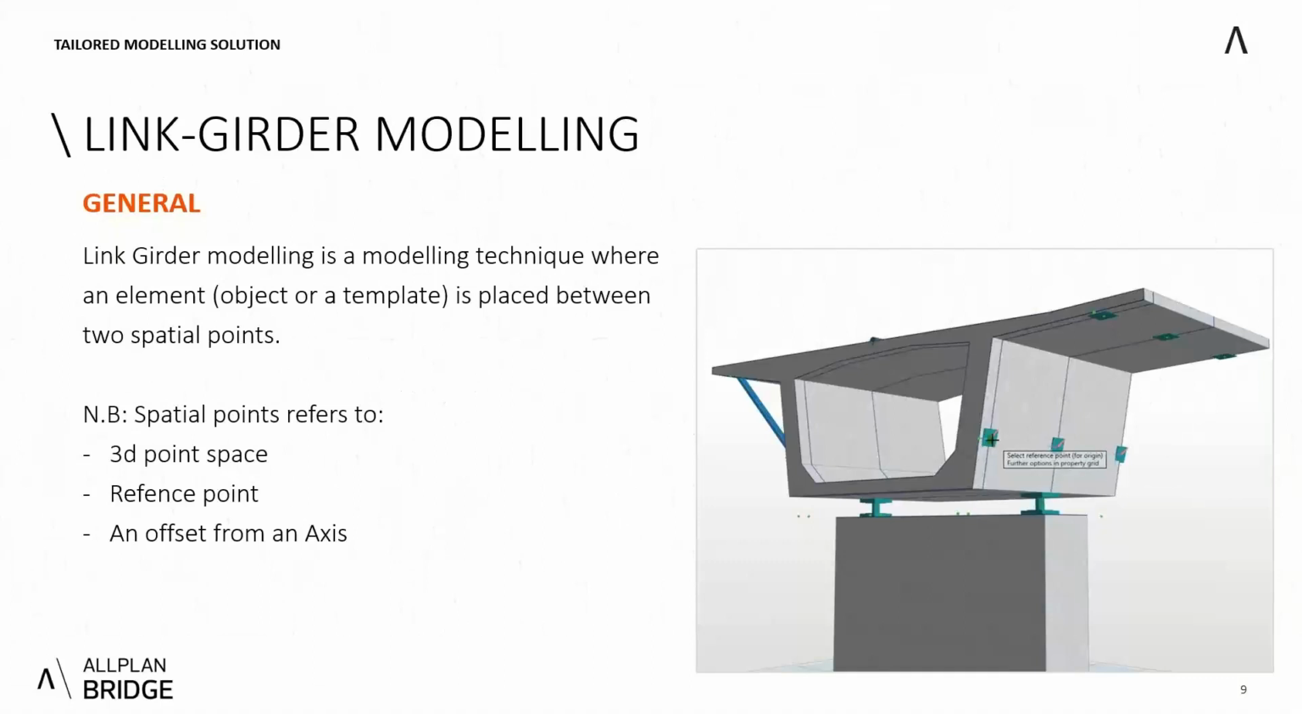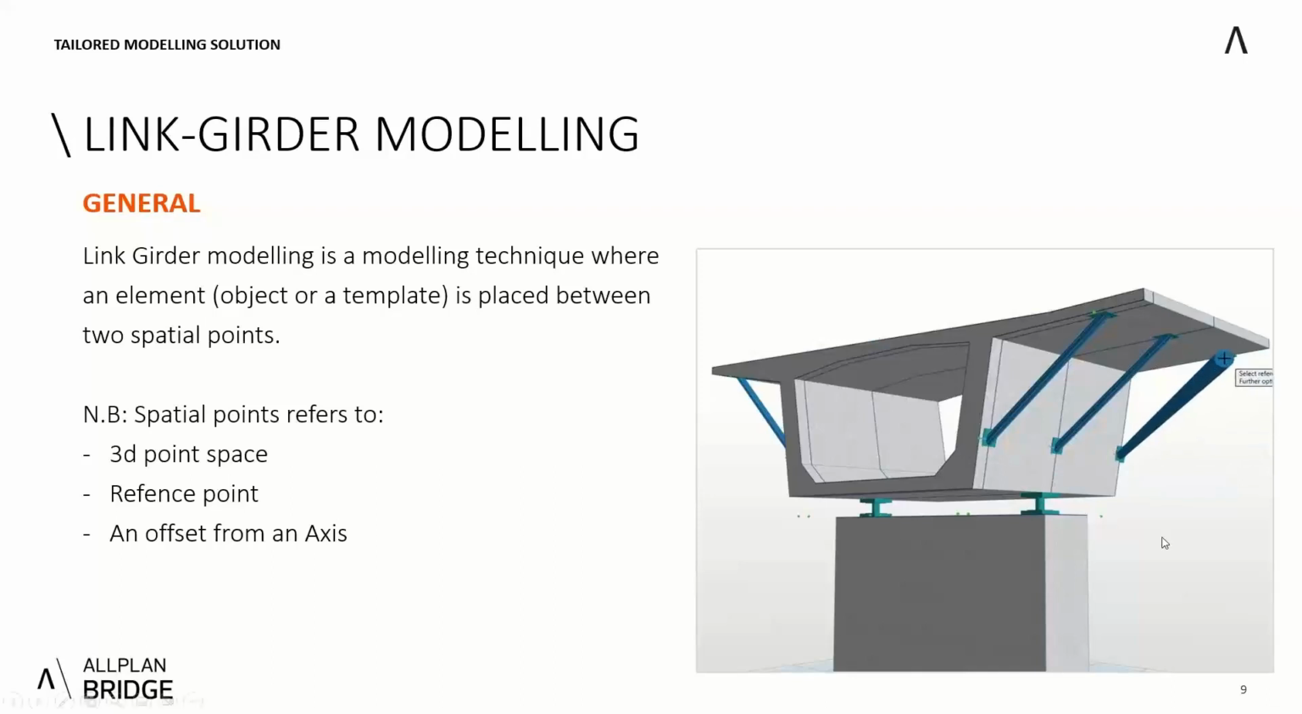The idea behind Link-Girder modeling is we have an element or an object or a template defined, and this template can be placed between two spatial points. Spatial points here means two 3D reference points, so we can place them there. Or it could also be just an offset from an axis or a station in an axis, placed also to the other one. So basically it's between two different spatial points.